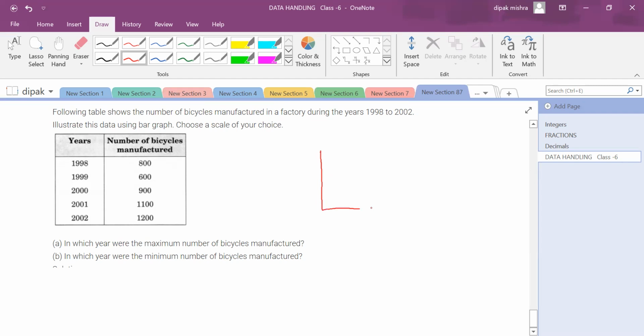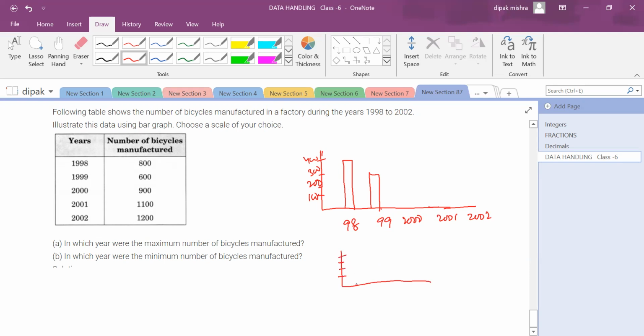So either you can do like this. You can interpret the bar graph like this. So this is 100, this is 200, this is 300, this is 400, and something like this. So if I say 1998, and you represent it as years, this is 98, this is 99, this is 2000, similarly 2001, 2002. Like this also you can represent it. Or what you can do is you can represent the years in the y-axis, this axis, and here you can do like this, so that the graph becomes something like this. Whatever you want to, you can do that.